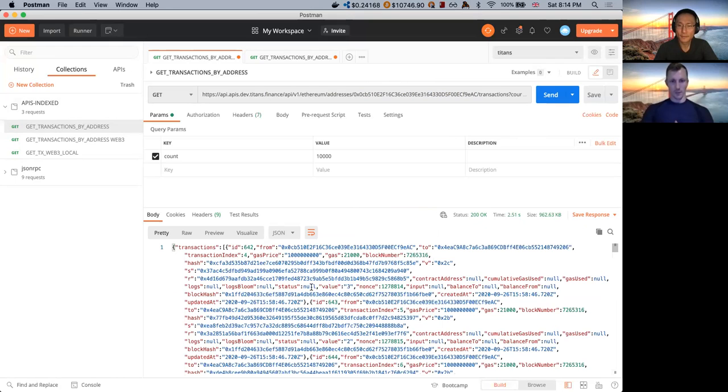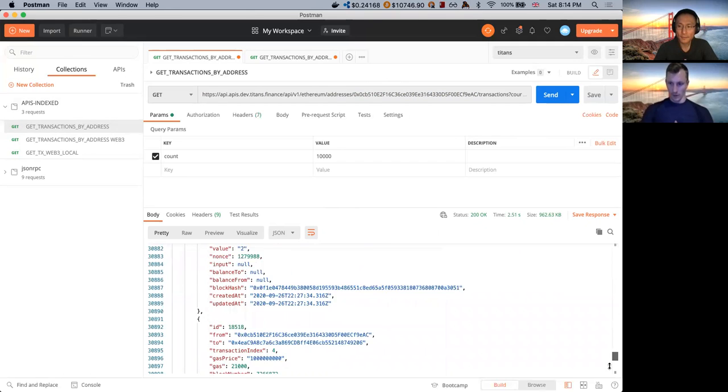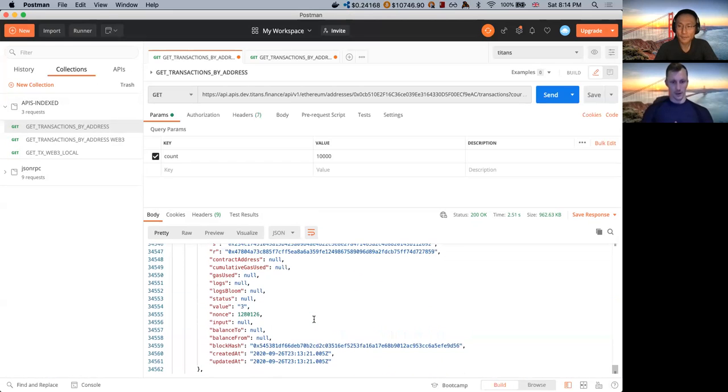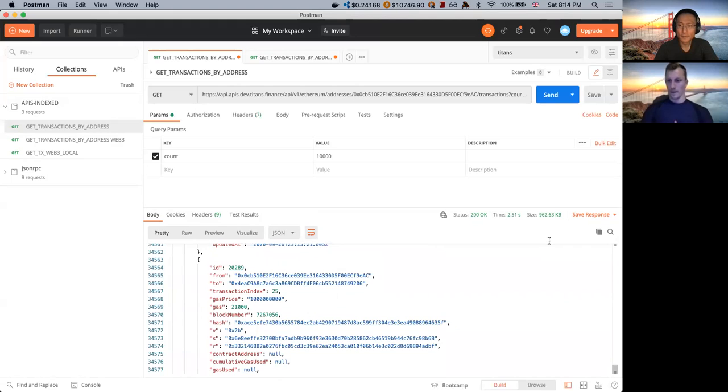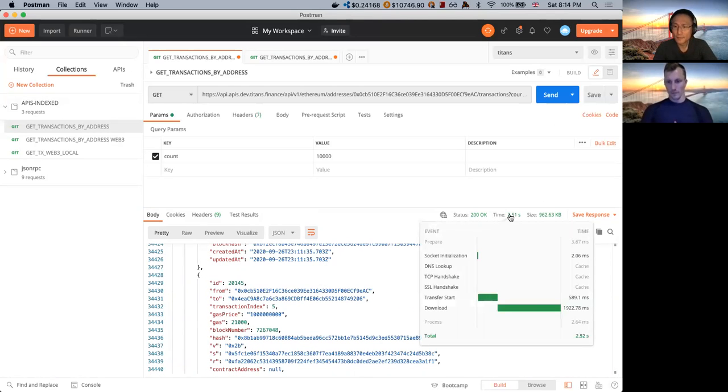We actually did get more information this time. In a second, this should clean up. There we go. And if we come down here, we actually got the rest of the data, almost 35,000 lines. So we got a few more transactions in this call. And if we look at the timestamp, it was much faster, about half a second. And we did get a ton of information. Most of the time spent in this 2.5 seconds was download.